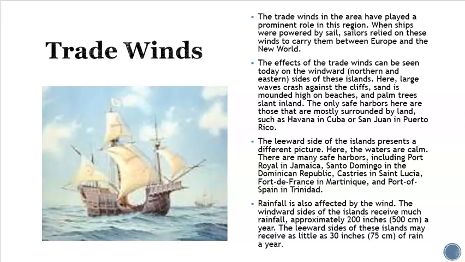The leeward side of the islands presents a different picture. The leeward side doesn't have as much of the winds, and so the waters here are calm, and there are many safe harbors, including harbors in Jamaica, Santo Domingo, Dominican Republic, St. Lucia, Martinique, and Trinidad.